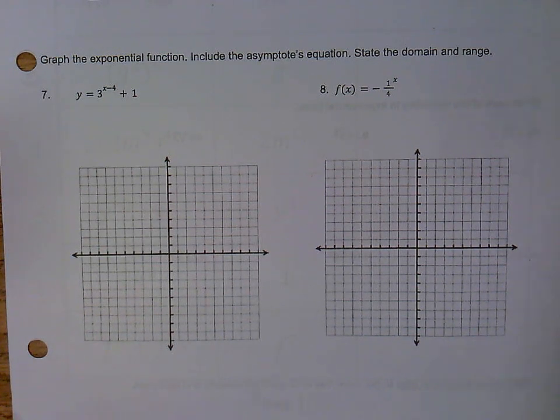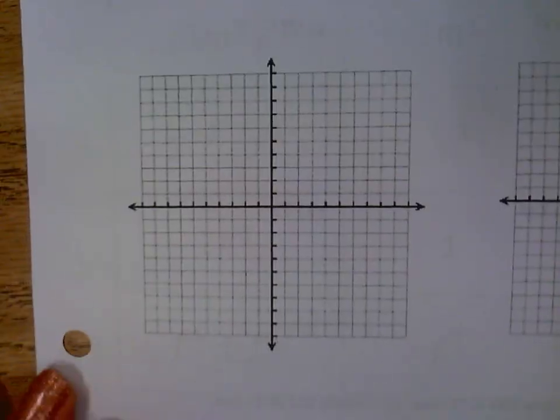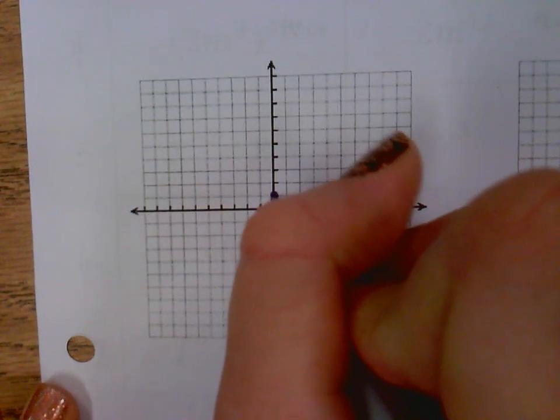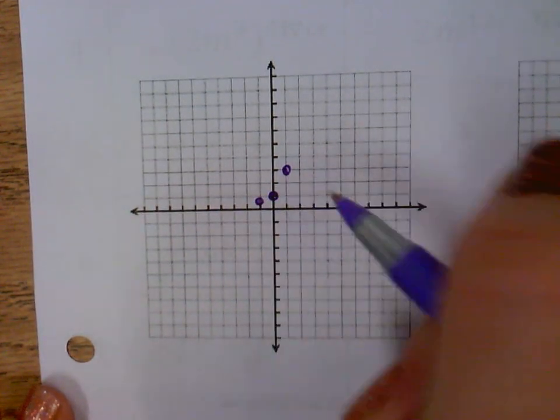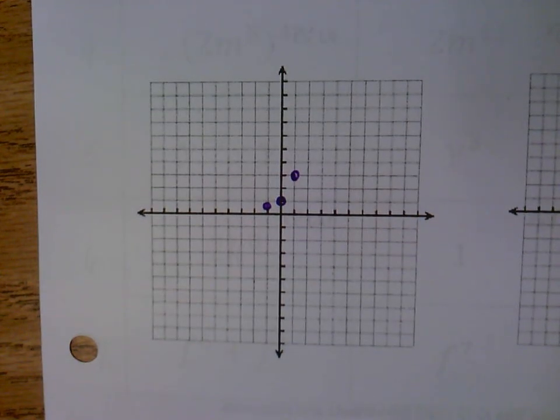So 3 to the x, before I even start, has an intercept at 1. It goes over 1, up 3, and -1 and up 1/3. So this is the parent function for 3 to the x. What are the other pieces of this equation? X minus 4.